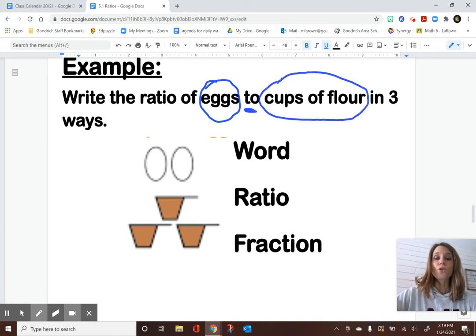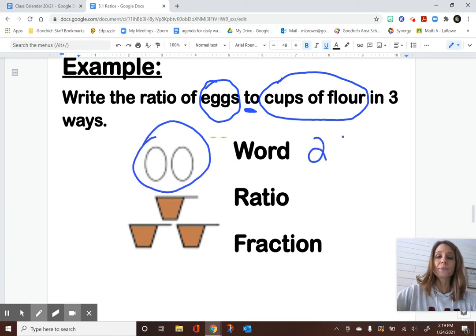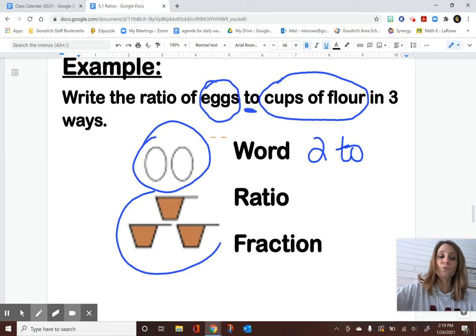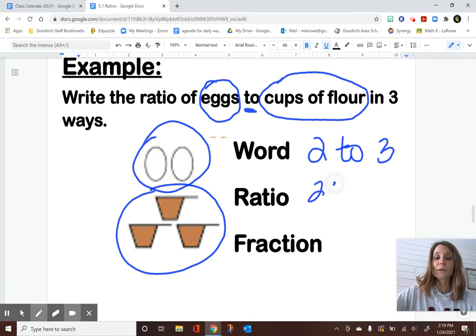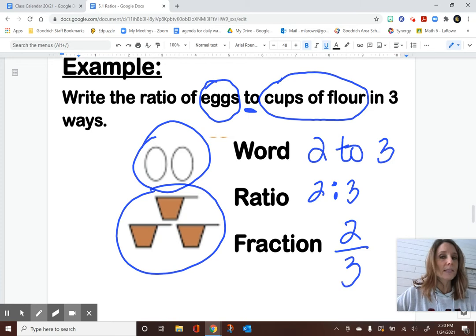In word form, I see that there's 2 eggs compared to 3 cups of flour. It's a 2 to 3 ratio, which can be written in ratio form as 2 with the colon symbol, which also says 2 to 3. And then my fraction form: 2 to 3, not 2/3. 2/3 is a different amount.